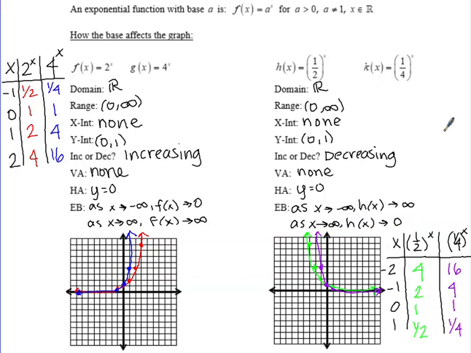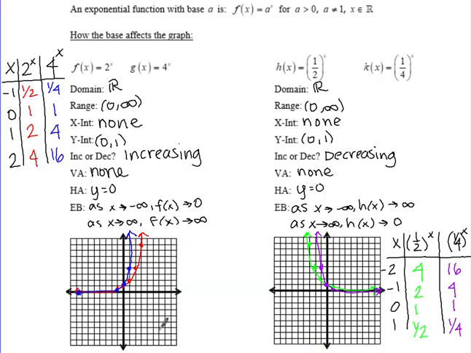Again, the base affects how steep the graphs are. And if we compare f of x and g of x with h of x and k of x, we can see that when the base is between 0 and 1, like h of x and k of x, we end up with decreasing graphs, or exponential decay.